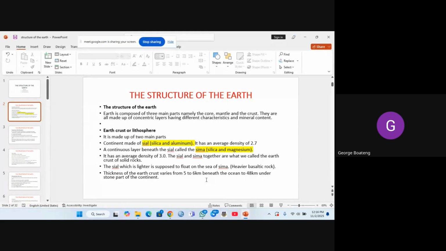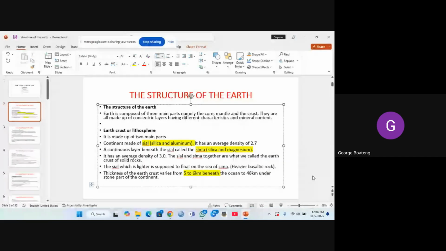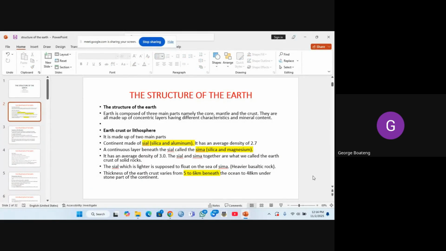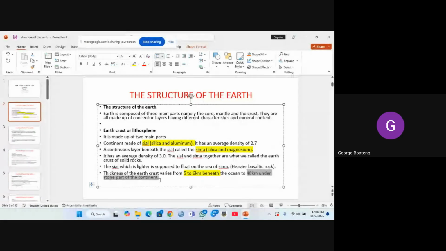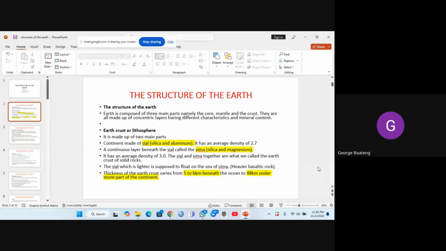But in terms of its thickness, we say it is a range between 5 to 6 kilometers beneath the ocean. But on the continent, it is about 48 kilometers under. That is the crust, which you call the lithosphere.